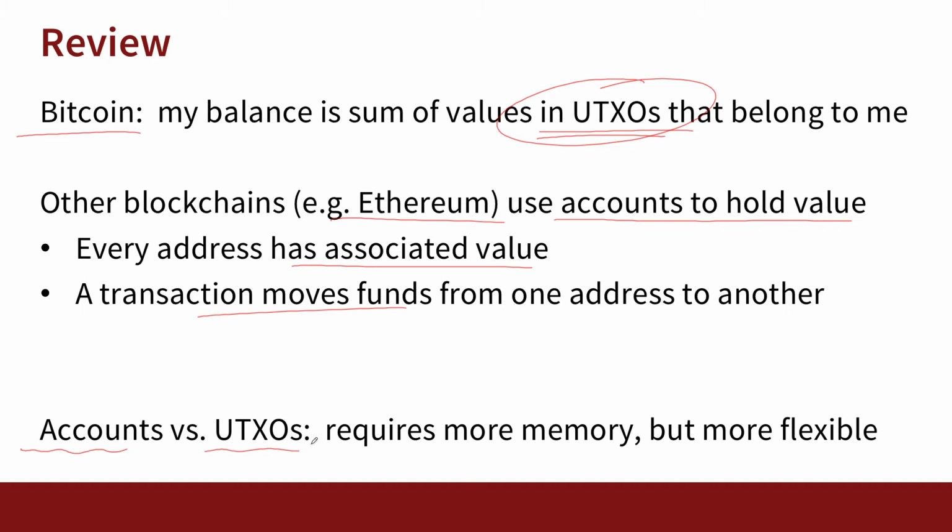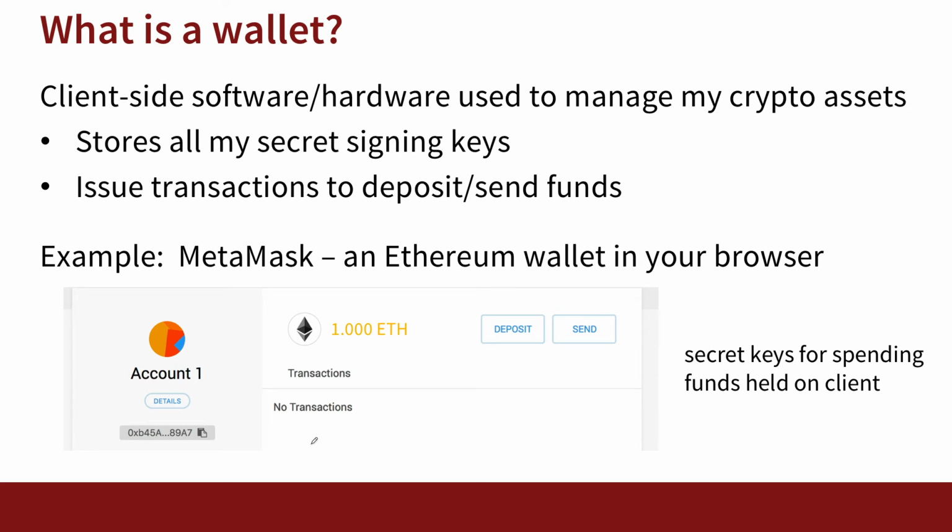So for example, with an account system, you could just look on the blockchain and immediately know how much value is associated with a particular address. In the UTXO model, to figure out how much value is associated with an address, you have to go and sum up all the values across all UTXOs in the blockchain that correspond to that address. Yeah, so there are trade-offs between these two ways to represent value. Different blockchains, as you can see, do it differently. But for our discussion in this segment, that's not so relevant.